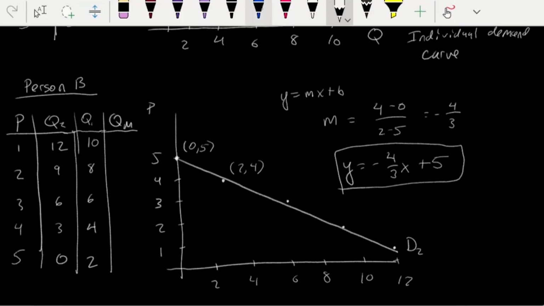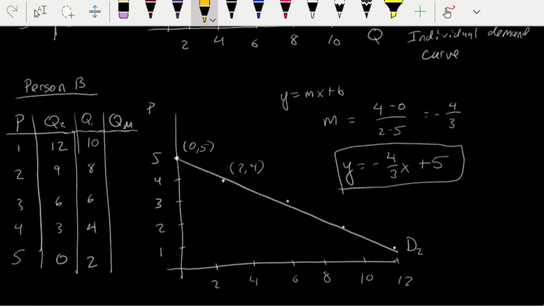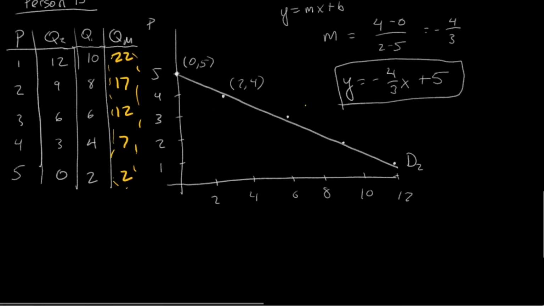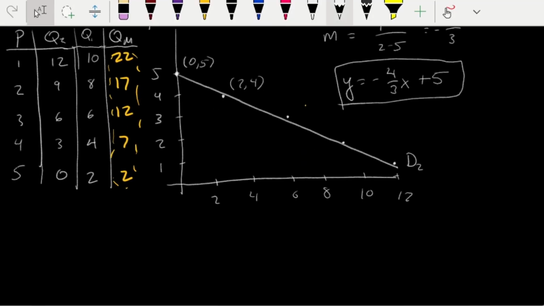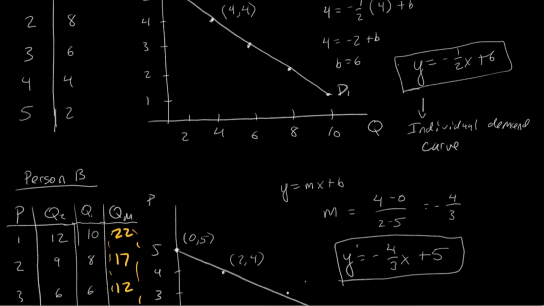Let me draw this in a different color. Let's use gold. So this would be 22, 17, 12, 7, 2. And then we would plot these points on this graph to get the market demand curve. I'm not going to do that here because we don't have enough space, but that's essentially how you do it. The other way you can do it is by adding the two equations together.